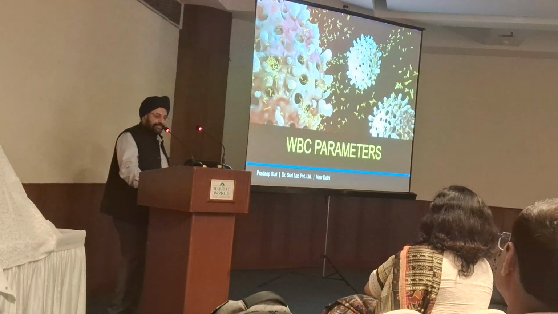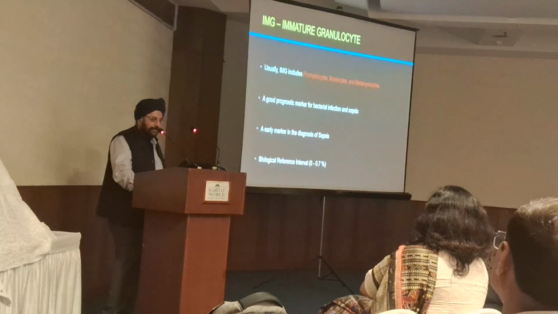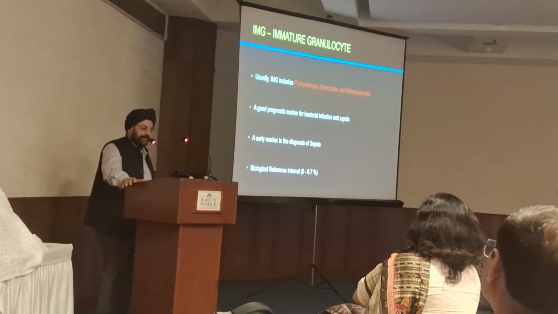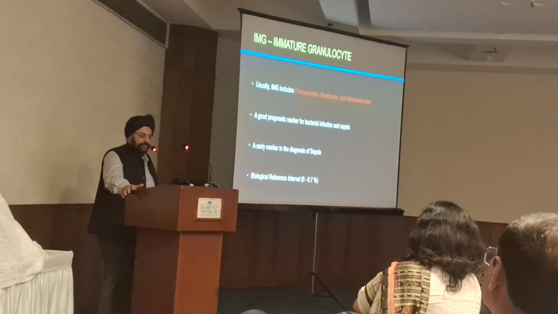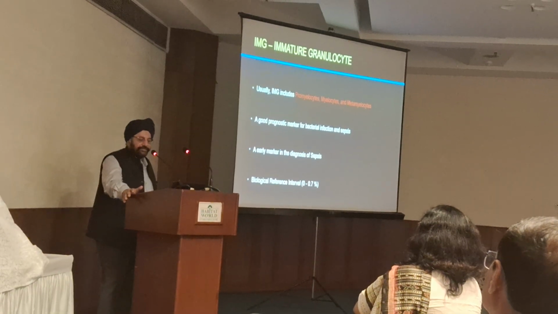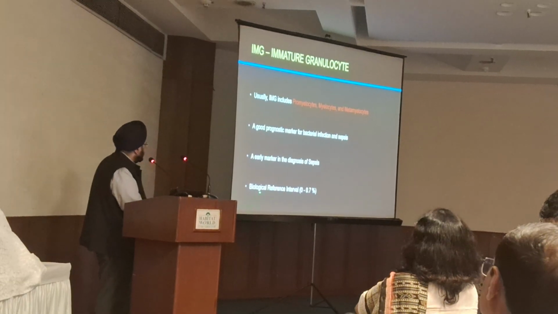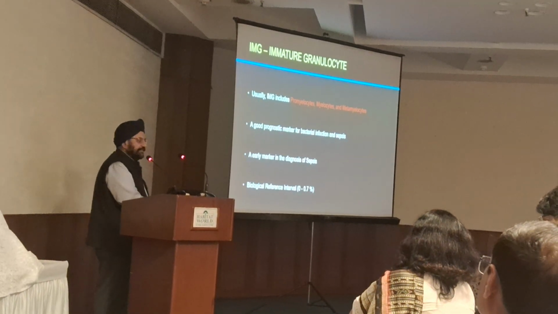Next, coming to the WBC parameters. Immature granulocytes are nothing but promyelocytes, myelocytes and metamyelocytes put together. These are basically markers of bacterial infection and sepsis. The biological reference interval that we established at our lab was from 0 to 0.7%.